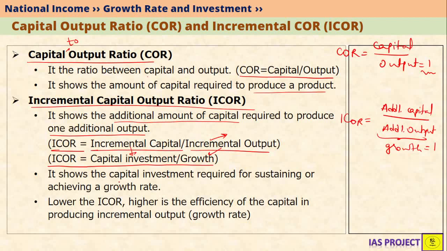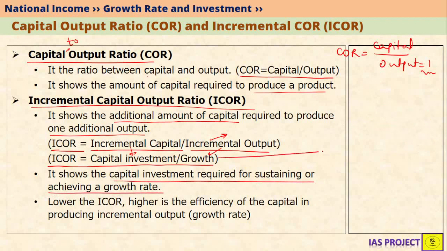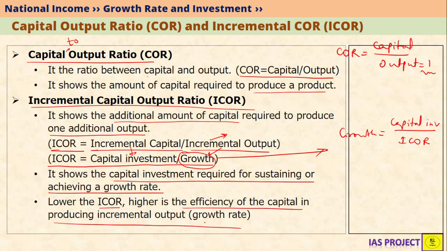So it shows the capital investment that is required for sustaining or achieving a growth rate. So what do we mean by this? We can write this formula like this: growth is nothing but capital investment divided by ICOR. So if we want 1% of growth, then ICOR will be nothing but the amount of capital that is needed to sustain this 1% of growth. Lower the value of ICOR, higher will be the efficiency of the capital in producing incremental output, that is nothing but growth rate. Let's understand this with this formula.